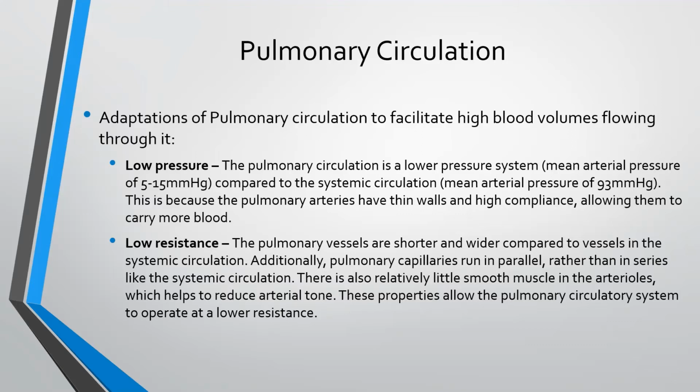Low resistance is another adaptation specific to the pulmonary circulation. The pulmonary vessels are shorter and they are wider compared to the vessels in the systemic circulation. Additionally, pulmonary capillaries run in parallel to each other rather than in series like the systemic circulation. There is also relatively little smooth muscle in the arterioles, which helps to reduce arterial tone. These properties allow the pulmonary circulatory system to operate at a lower resistance.